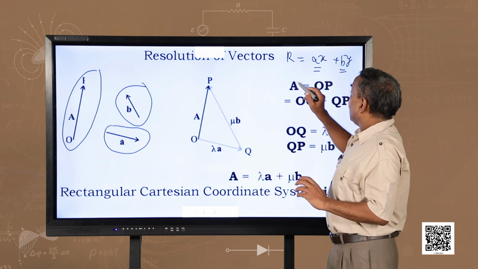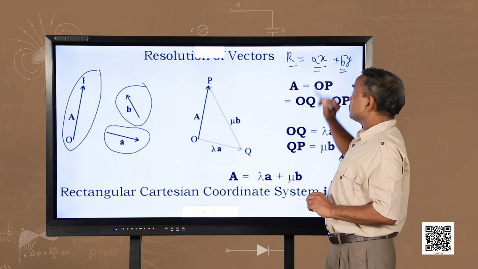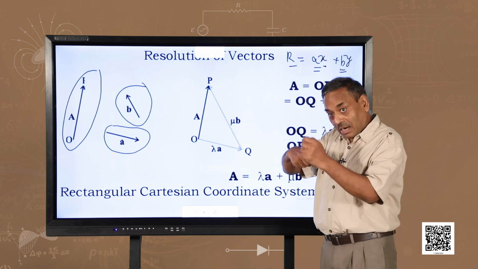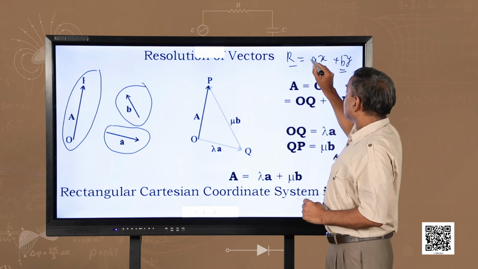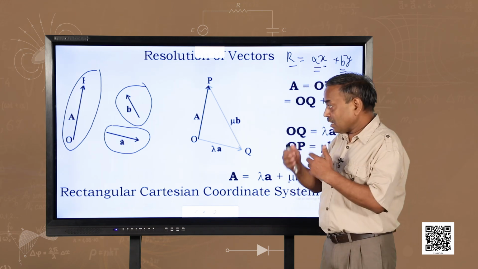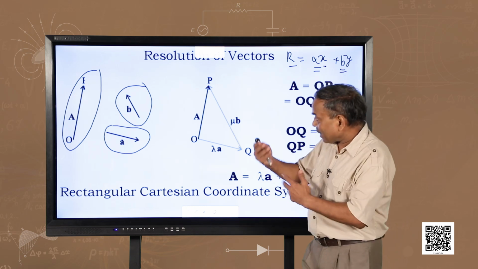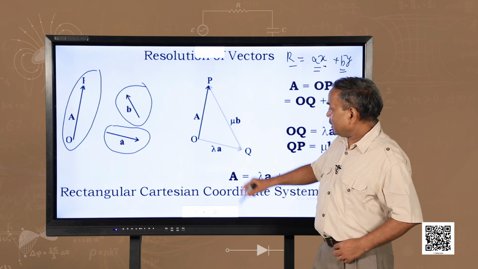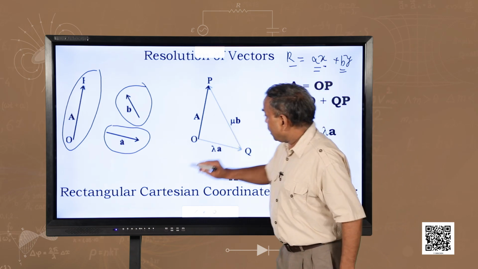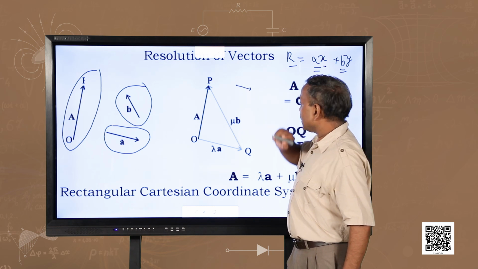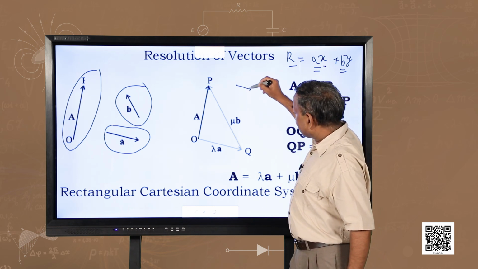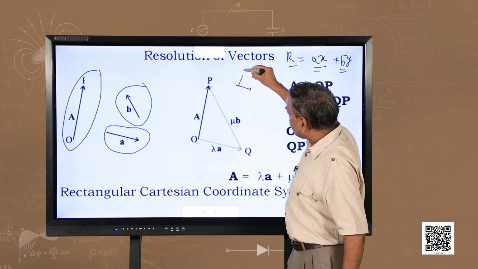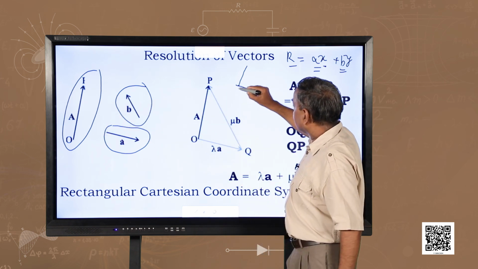So, if r is along the x axis, then obviously my b becomes 0. On the other hand, if r is along the y axis, then obviously this a becomes 0. So, this is how I can always decompose them. The same practice I will do here in vector algebra as well. Now, suppose my a vector is here, and my b vector is in some other direction. So, I will draw my capital A vector here.